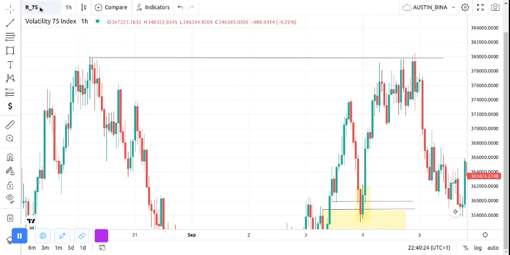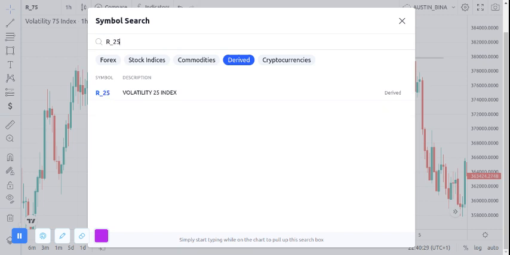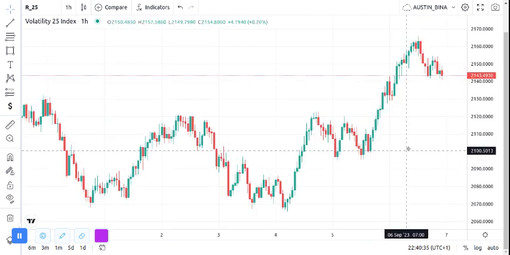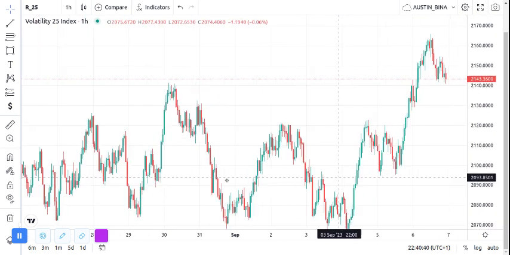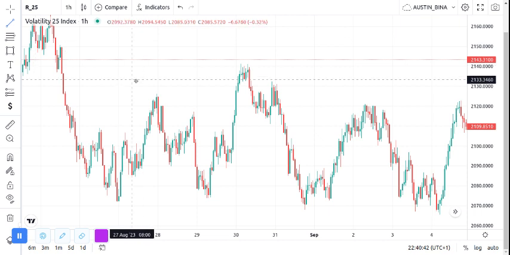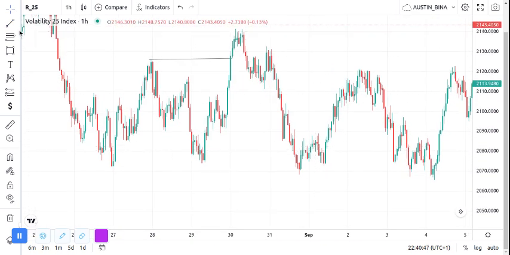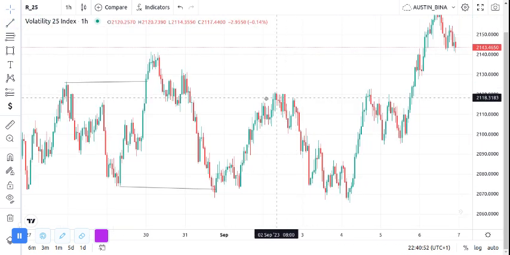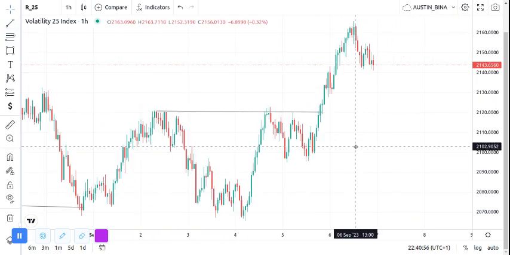Let me show you guys something on VIX 25. I don't trade it, but let me show you something here, something similar. I told you guys these things happen all the time. External range liquidity was taken out here. You can see price came to take out another external liquidity, another one, again. Look at this. This was exactly what I was talking about.